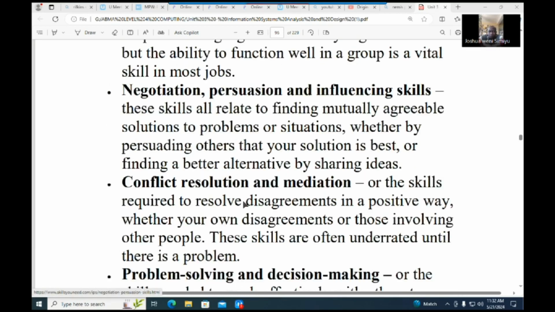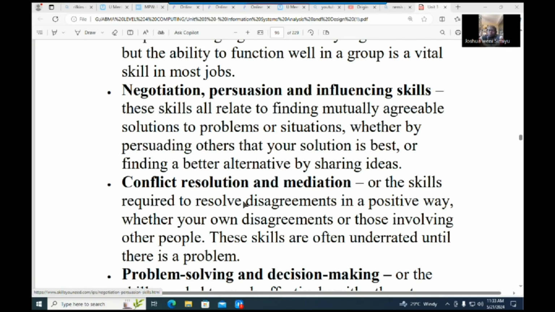The other skill is negotiation, persuasion, and influencing skills. These skills have a relationship when you want to find a solution that is mutually agreed on for a problem or a situation. You'll be required to convince others that your solution is the best.